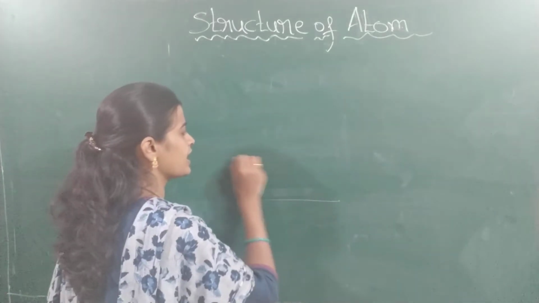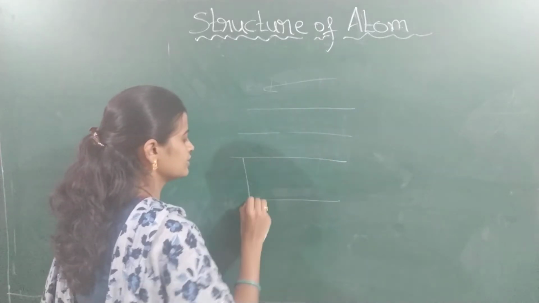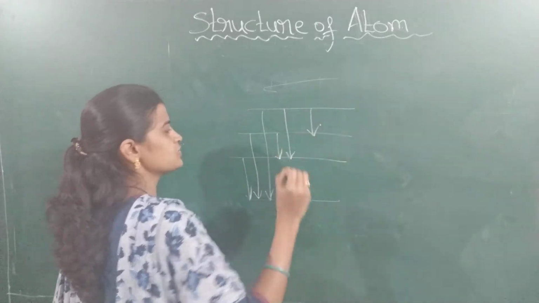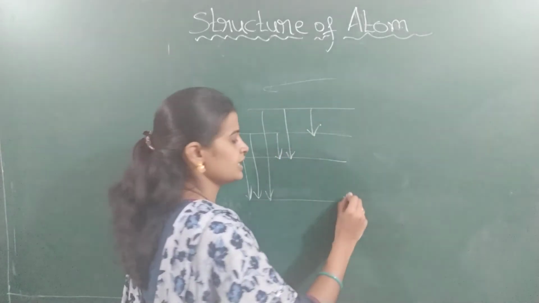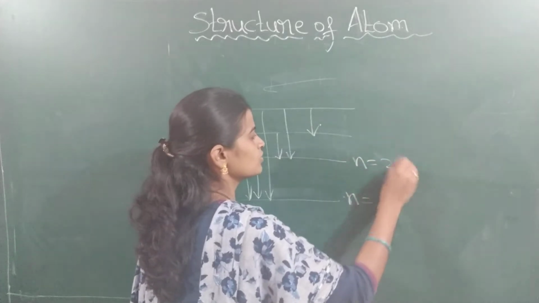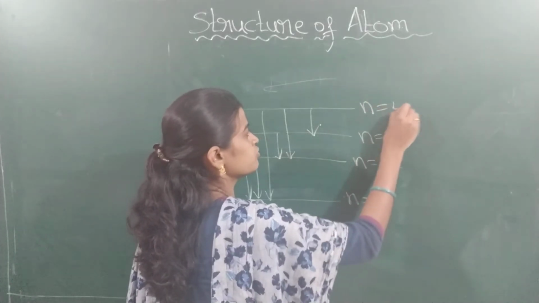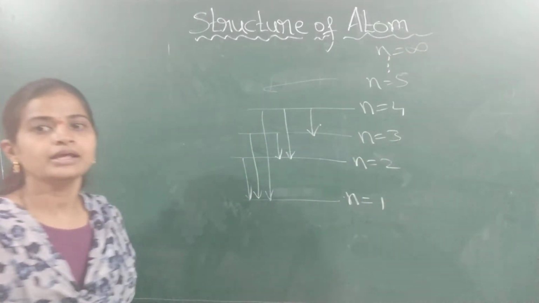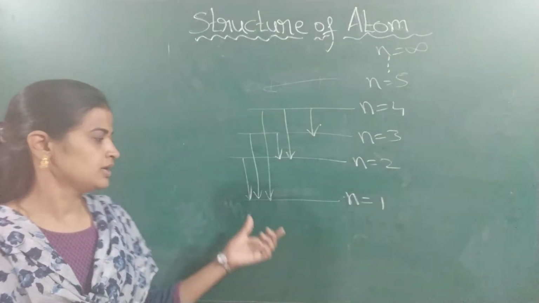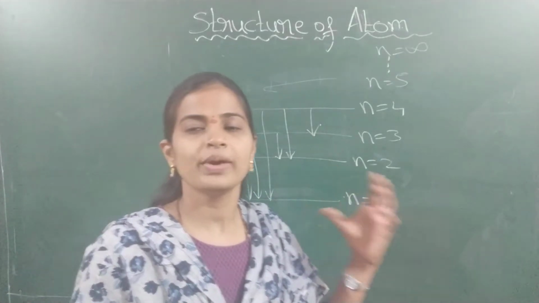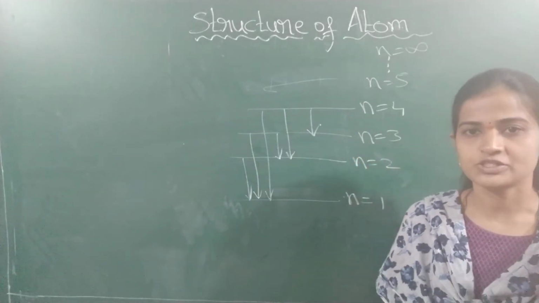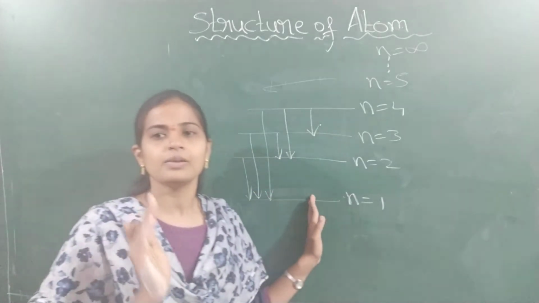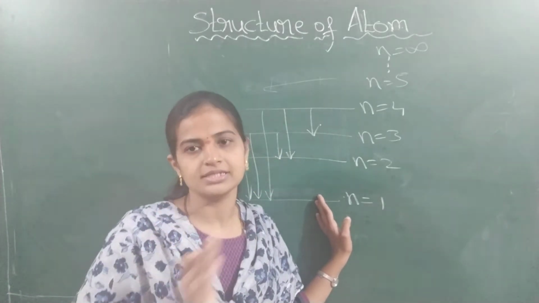See, in this way I have written. Here I have written n is equal to 1, n is equal to 2, n is equal to 3, n is equal to 4, n is equal to 5, and n up to infinity. And we had also named the series: the first set of lines observed by the scientist Balmer were called the Balmer series.